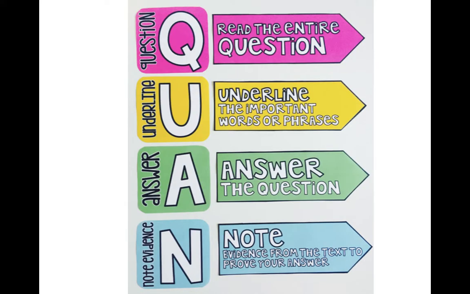First, I want to remind you to hit the QUAN. So remember that the Q stands for read the entire question. You want to read the question all the way through so that you understand what answer you're looking for. Then you want to underline the important words or phrases in the passage and in the text. Then you want to answer the question. And to do this, you need to make sure you read every answer choice.